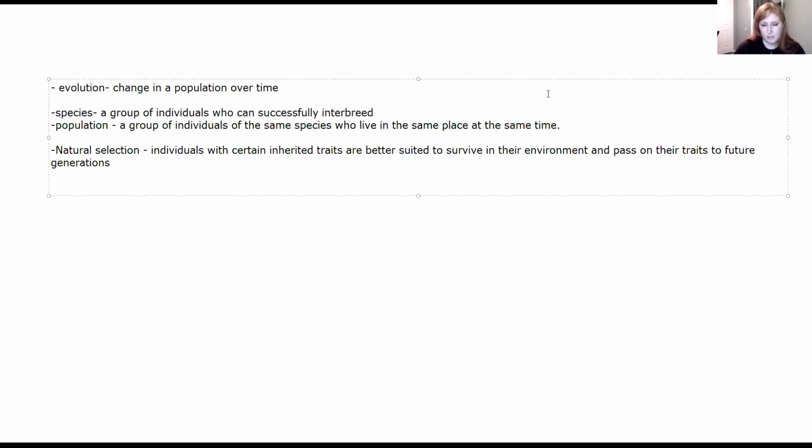So natural selection says that not every individual in a population is going to have the best set of traits to survive, okay? The ones that have really good traits for that environment are way more likely to live. Those traits get passed on when they successfully interbreed. Over time, those really good traits become more prevalent in the population, at which point you say that evolution has occurred, okay?